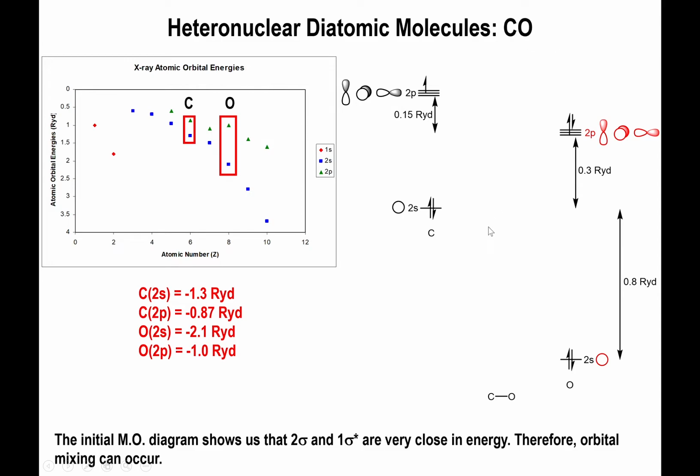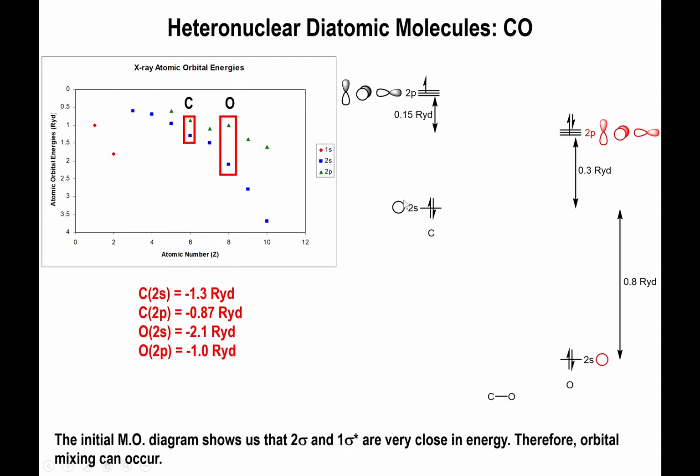It's a little bit harder of an example because you have 2s and 2p sets for each of the 2 atoms, but they are off scale from each other. Oxygen has a larger gap in energy between its orbitals than carbon.